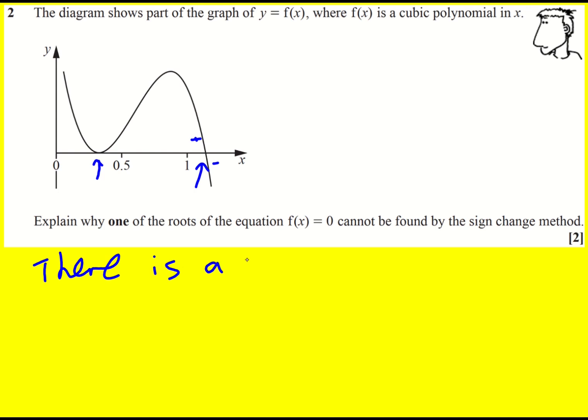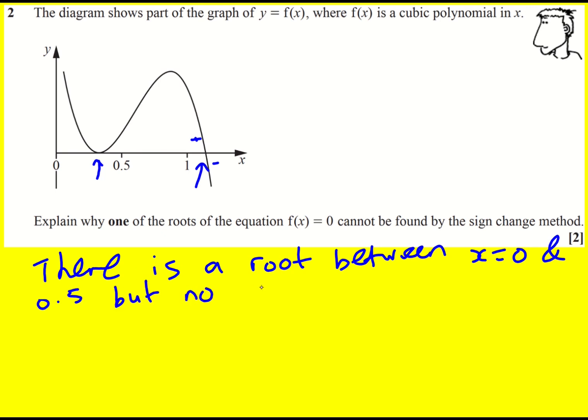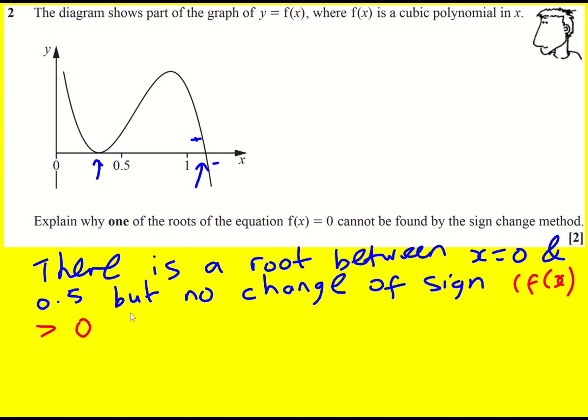There is a root between x equals 0 and 0.5, but no change of sign. I didn't write this next bit, but I think it is good too. So we can say f of x is going to be greater than 0, sorry, I probably should have had that all on one line, either side.